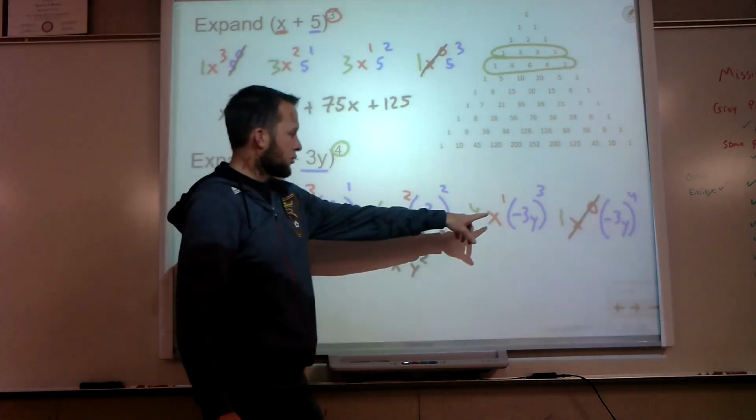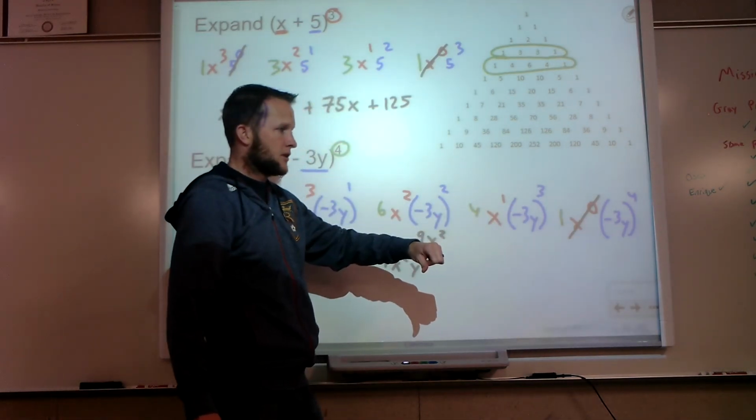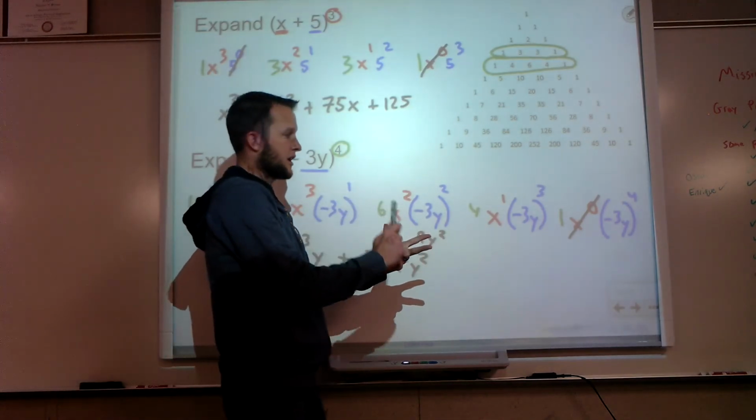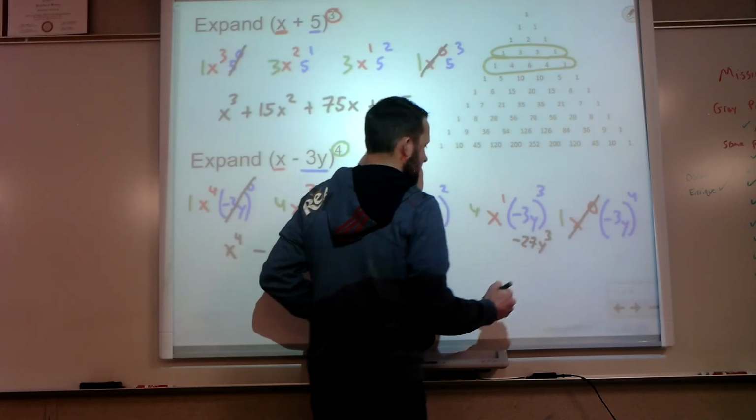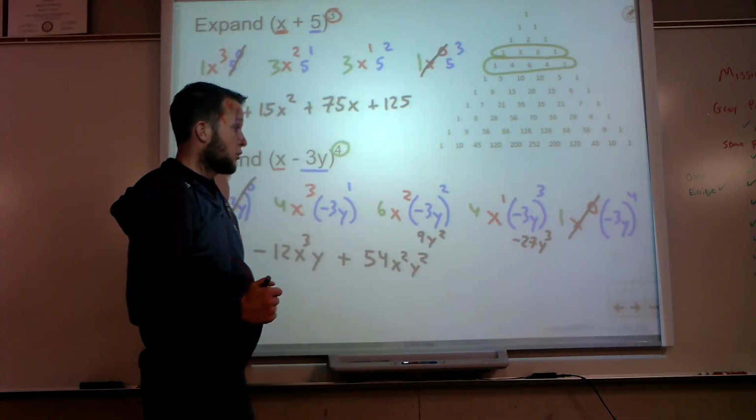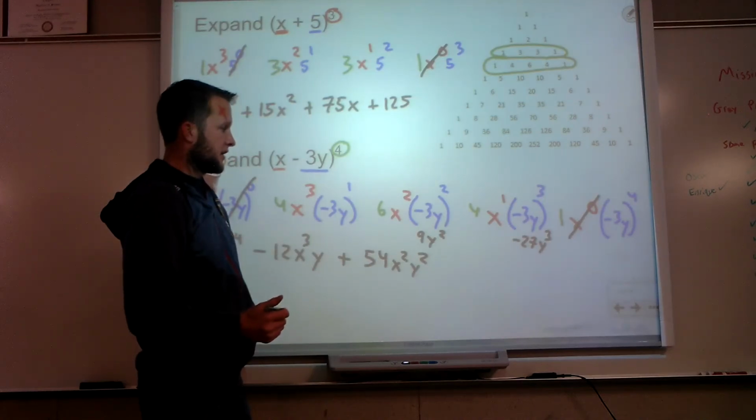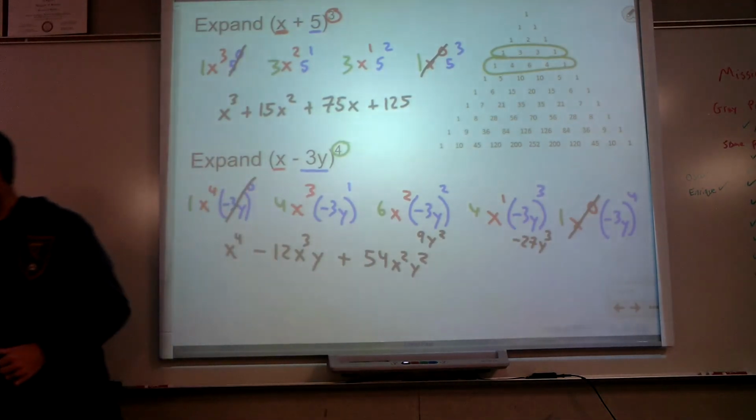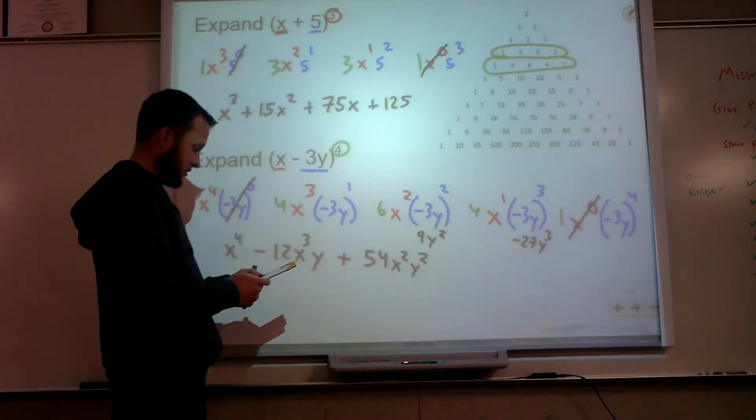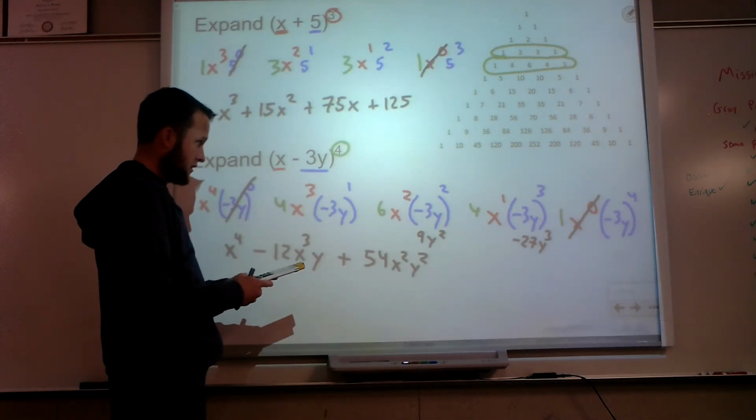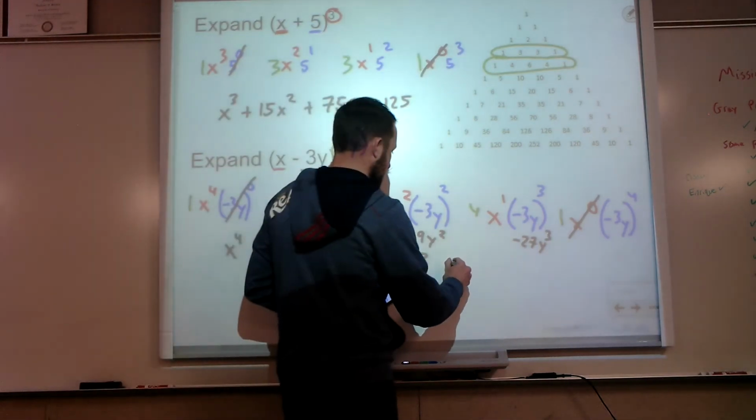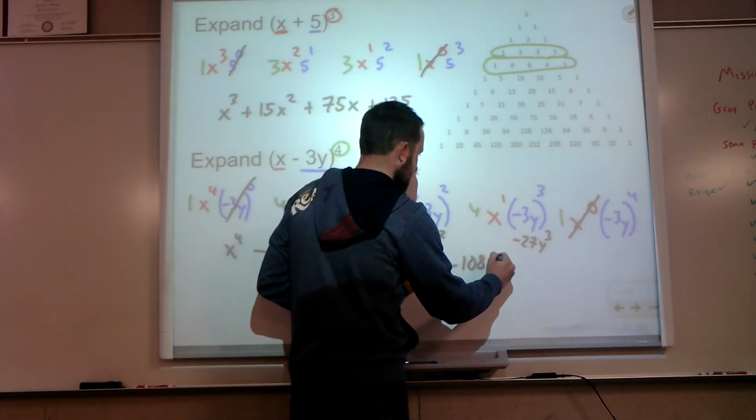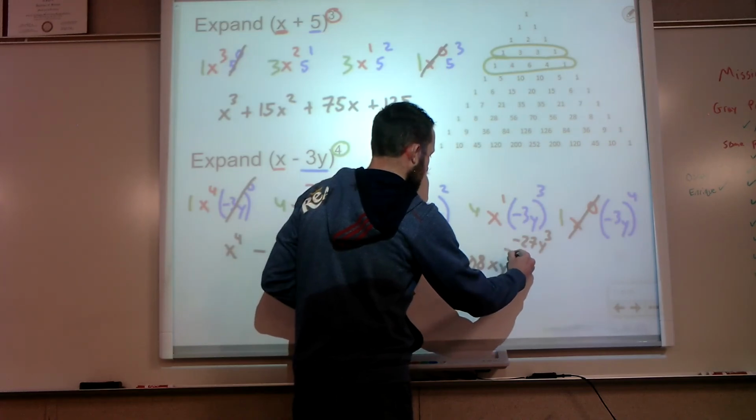Then we're going to come over to this one, negative 3 cubed. That's going to be negative 3 times negative 3 times negative 3, which is negative 27y cubed. Now, I'm going to multiply the negative 27 by 4. Just to make sure I don't mess this up, I'm going to get a calculator. 4 times negative 27 is negative 108. So this is going to be negative 108xy cubed.